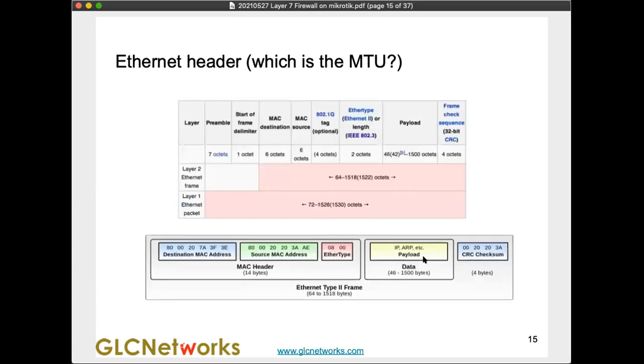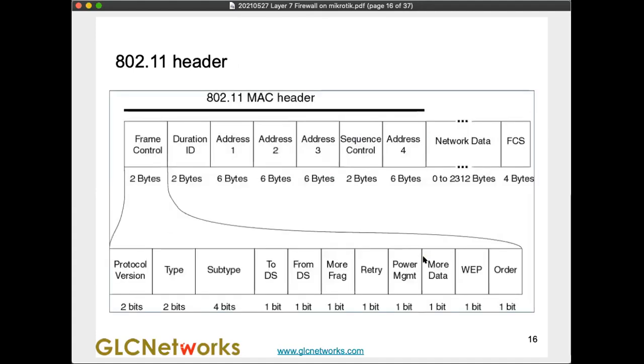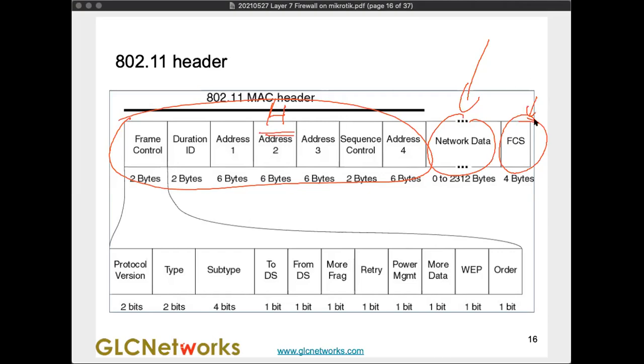And then here is the layer 2 header for Ethernet technologies. If you are using Wi-Fi, this is going to be the header. So this is the data from the upper layer. You have a trailer here, and this is the header. In layer 2, you have additional data at the beginning, and then at the end, which is called the trailer.